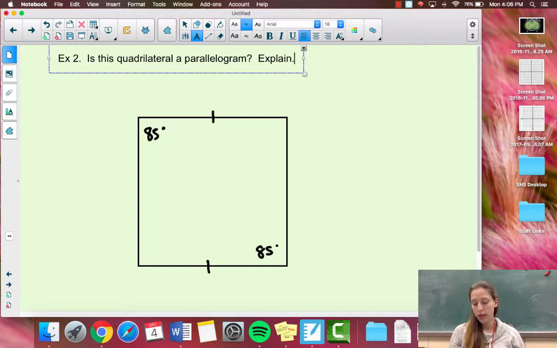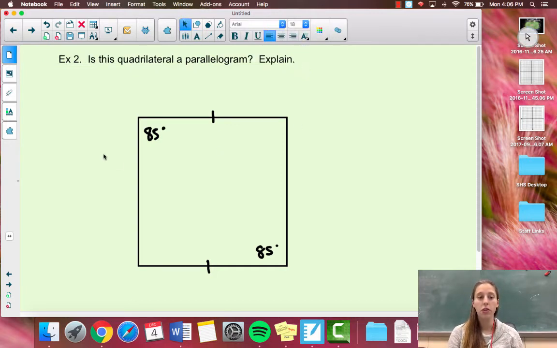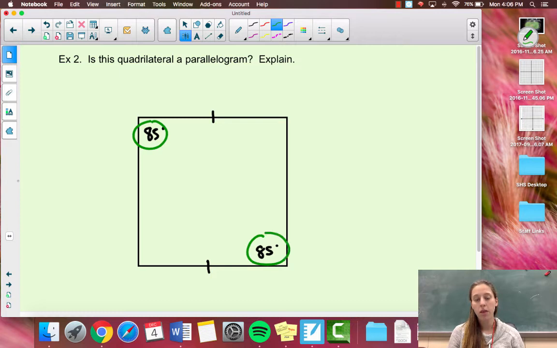Okay, so let's look at our 4 rules. Hopefully you wrote those down. We need to see if things apply. So we know that a pair of opposite angles are the same. We know that these match. However, the issue with this is that we only have one pair. So we have one pair of congruent angles. But is that enough? Well, if we look back to our rules, we have to have both pairs. So we don't know anything about that, so that's not enough.